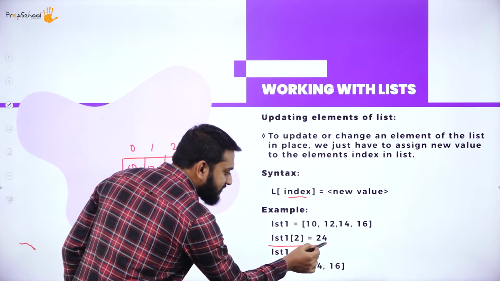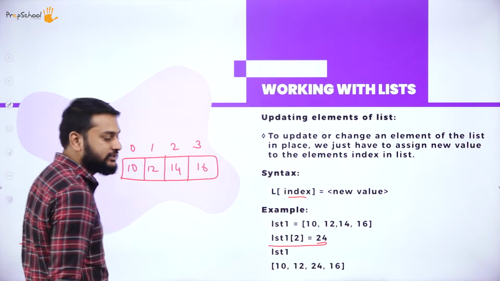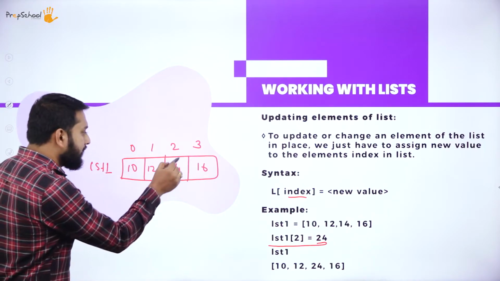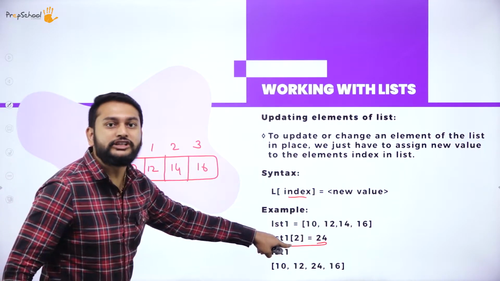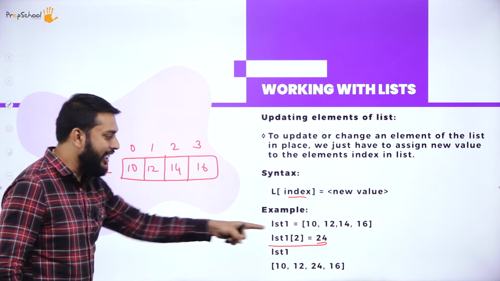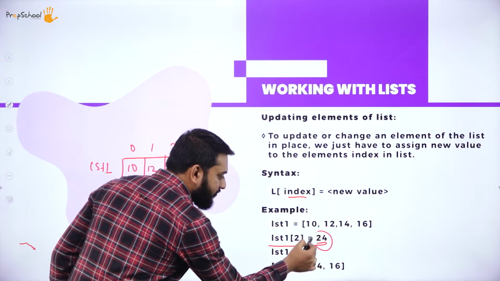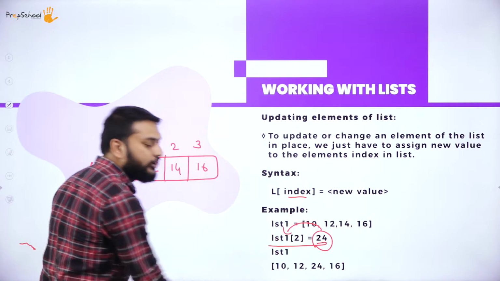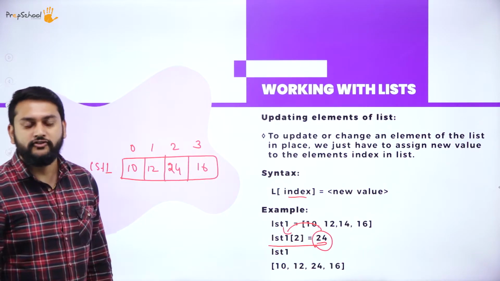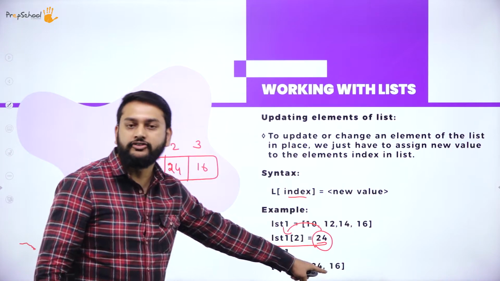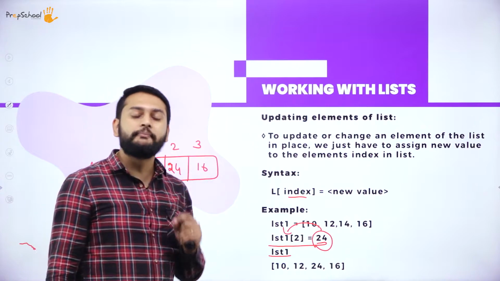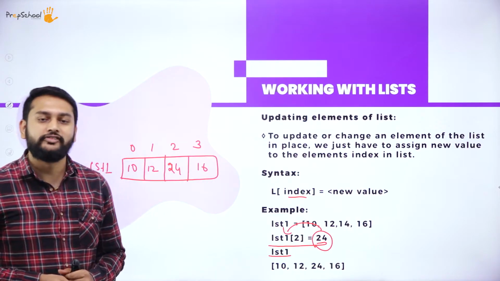I will be placing this 24 in this index. This is list1, right? So this is the location this statement is pointing to. So what do I have to store in this particular location? I have to assign whatever value I have here, so it will be assigned to this particular location. It means I'm going to replace this 14 with 24. That's what I have got after printing list1. So please observe this. This is how I will be updating the elements I have in the list.